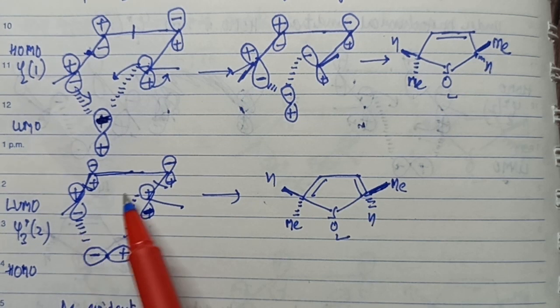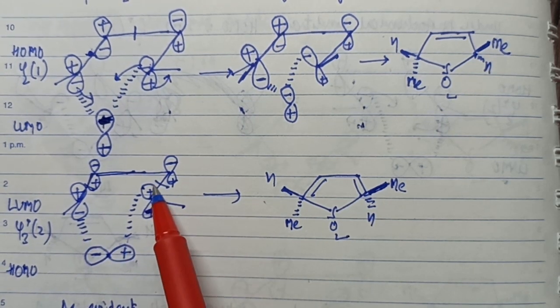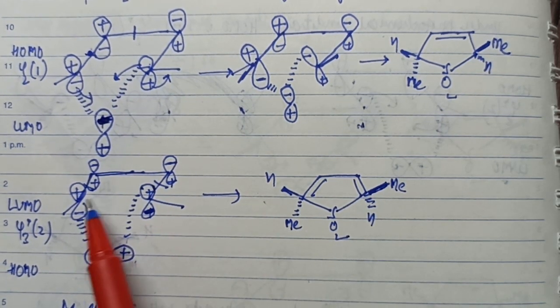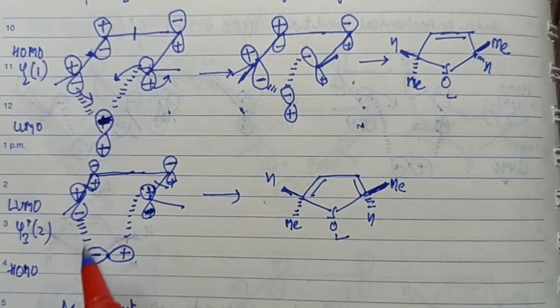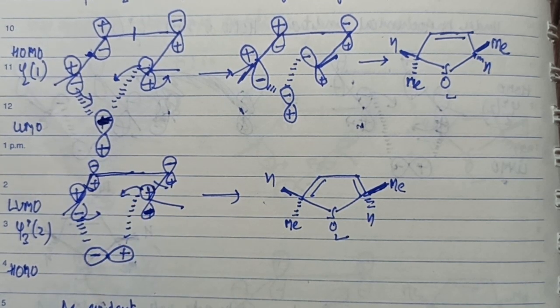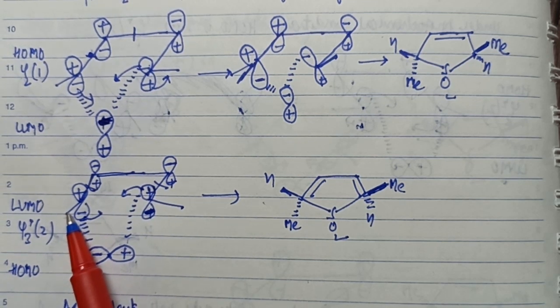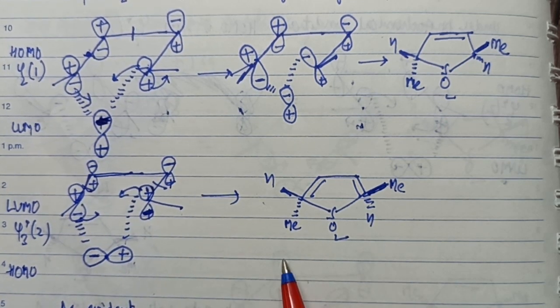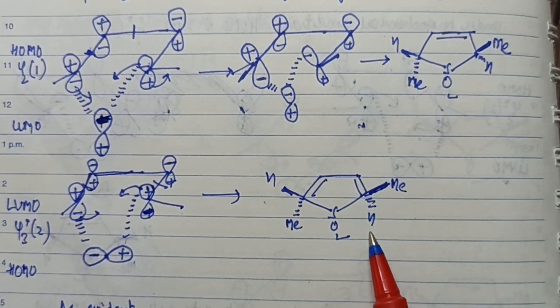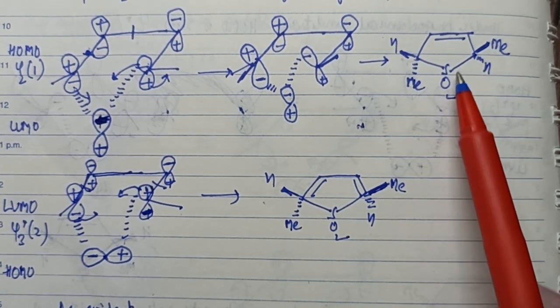However, if the opposite faces of the diene interact, then there is bonding interaction. Hence, we can say the diene is interacting in an antarafacial manner. Of course, since this and this lobe are interacting, this kind of rotation is conrotation. Conrotation would mean if this methyl is going down, this methyl will go up. Hence, the product would appear like this, which is of course similar to the product which we have drawn here.